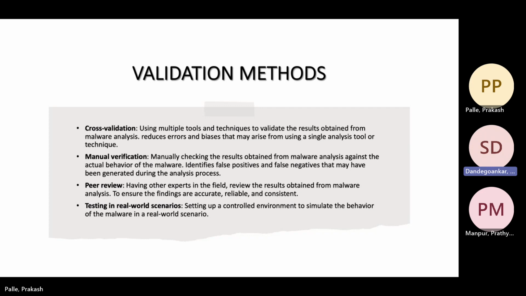Peer review involves experts in the field testing the results obtained from the malware analysis. This method helps to ensure that the results are correct and accurate. Testing in a real world scenario involves setting up a controlled environment to simulate the behavior of the malware in the real world. This method helps you validate the results of malware analysis by testing the malware's behavior under real conditions. So these are the validation methods.